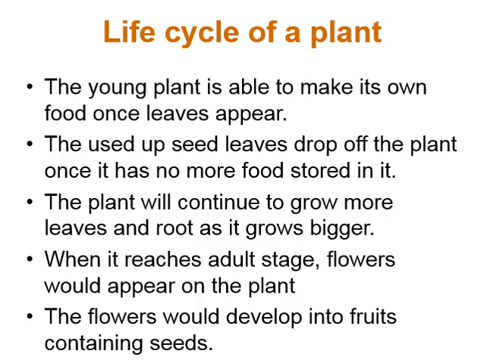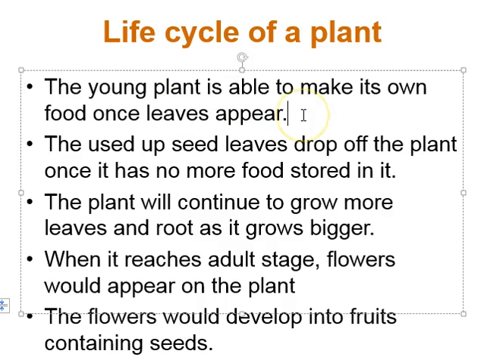But once the young plant that grows from the seed has leaves, what happens is it is now able to make its own food by using sunlight. Remember, it has oxygen from the air. That means the air would also have carbon dioxide. It would get carbon dioxide from the air. It would get water from its roots. And once the leaves appear, it can trap sunlight, and it can make its own food.